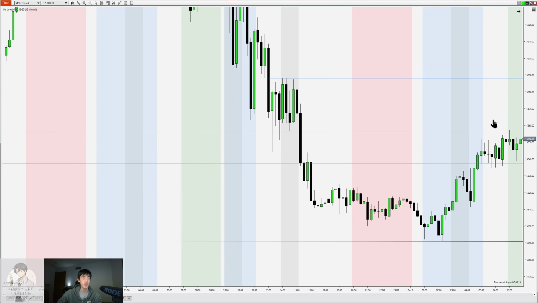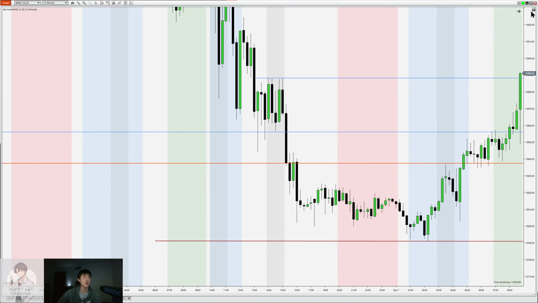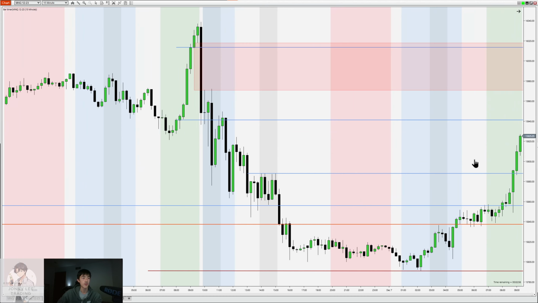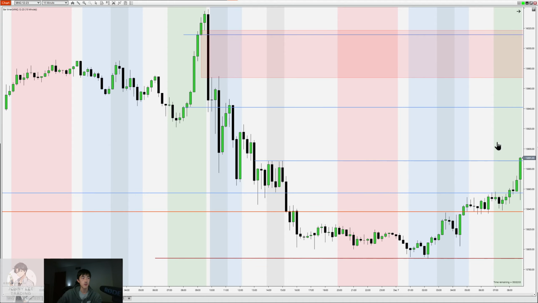So our bias was always such that, hey, London created a low and continued forward. Likely New York is a continuation as well. And of course, we see it continue higher throughout the rest of the morning. And we see price come back down.